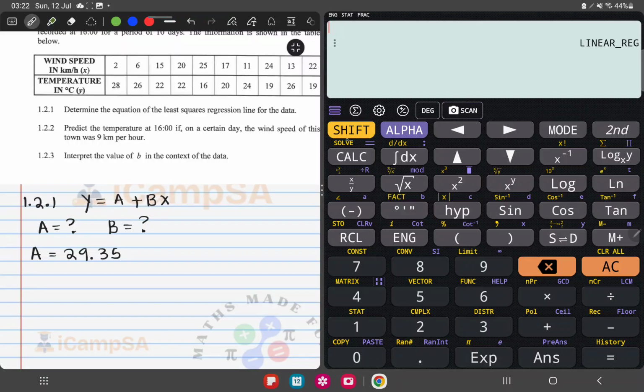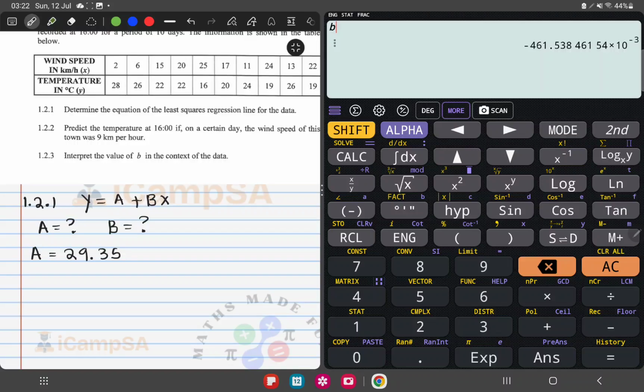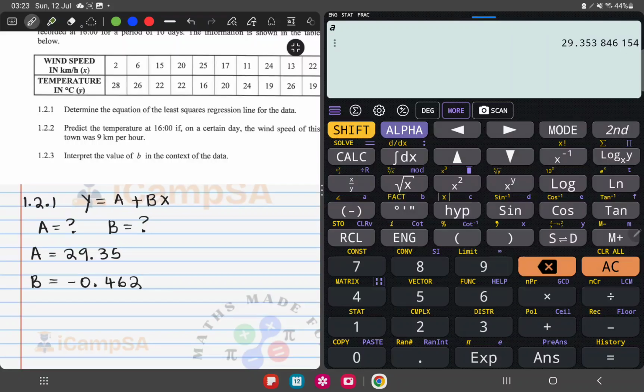Okay. Then let's go for the value of B, shift 1. In your calculator, you would see stats. Then you would choose reg for regression. Then we go for our B. And the value of B, I'm just going to make it to 3 decimal places: -0.462, if you observe carefully. Yeah. So let me take A as 3 decimal places, if this is the case.